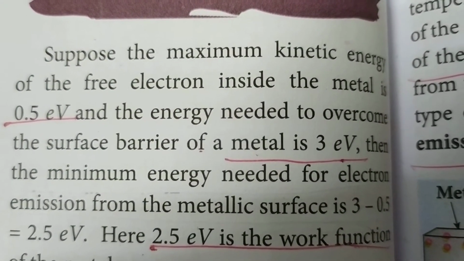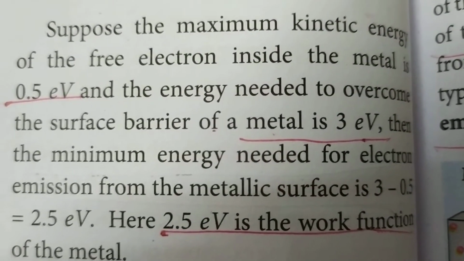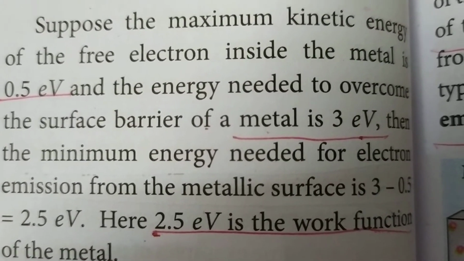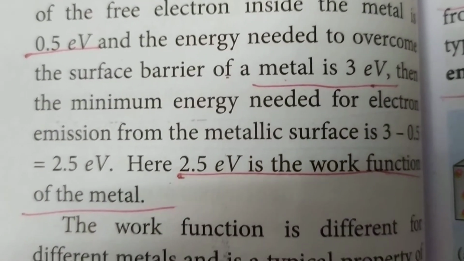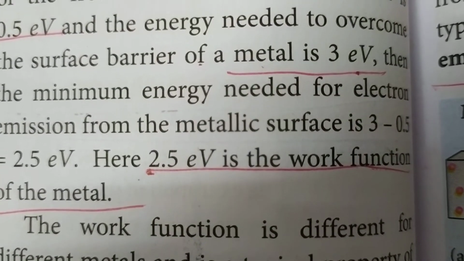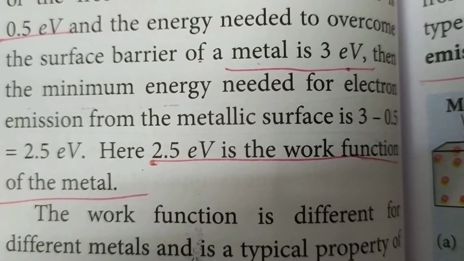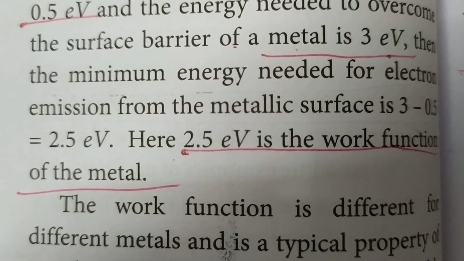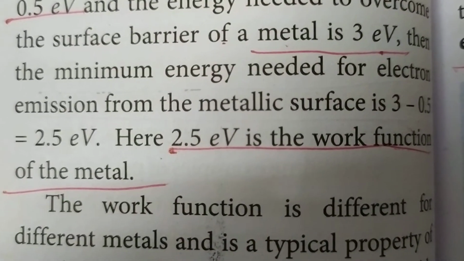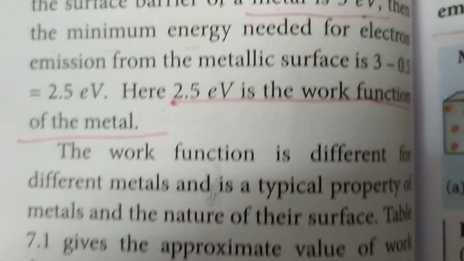Next there is one example given. Suppose the maximum kinetic energy of the electron is 0.5 eV and the surface barrier is 3 eV. That is, we have to overcome this 3 eV, and the energy we have to give is found by subtracting both of them, that is 3 minus 0.5, which is 2.5 eV. This 2.5 eV is called the work function of the metal. So we have to supply this energy for the emission of electrons.